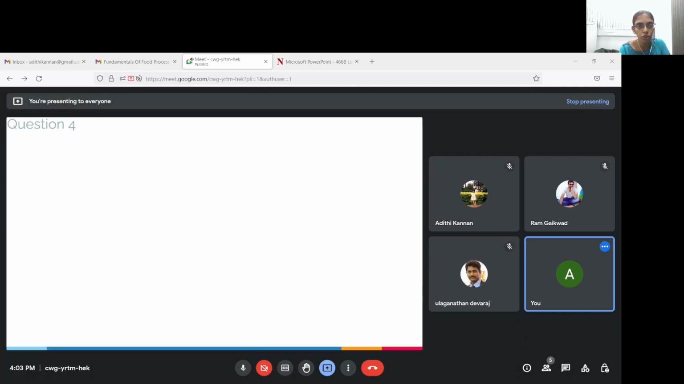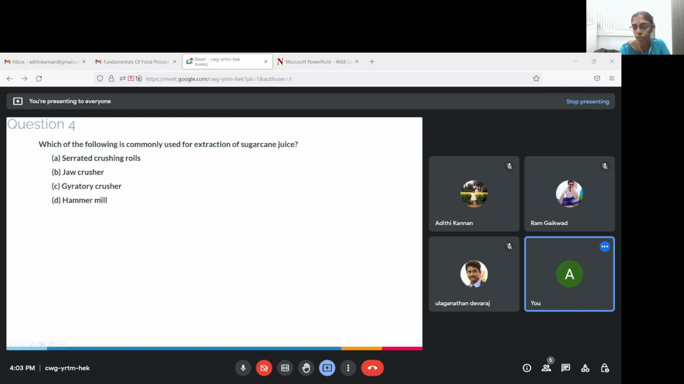So, moving on to question 4. Which of the following is commonly used for extraction of sugarcane juice? A. Serrated crushing rolls, B. Jaw crusher, C. Gyratory crusher, and D. Hammer mill. Have you ever heard of any of these four kinds of size reduction equipment?